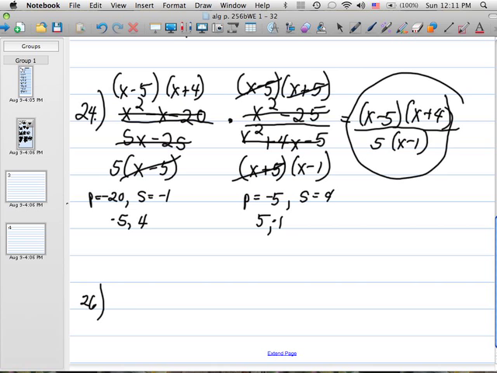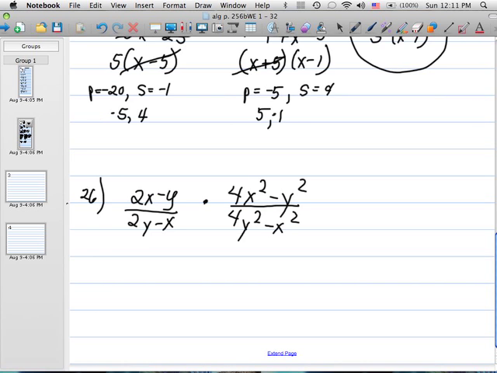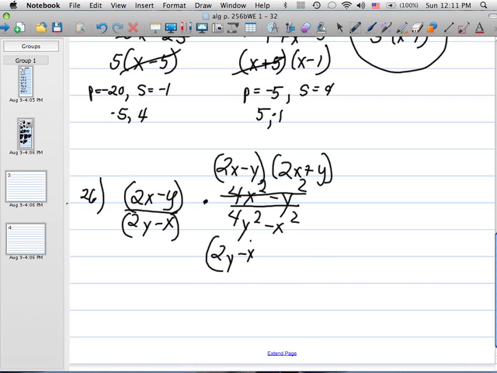Problem number 26. We have 2x minus y over 2y minus x. Change the division to multiplication: 4x squared minus y squared over 4y squared minus x squared. On the first fraction, these two can't be factored, so we're just going to make them binomials. This one here is the difference of two squares, so it'd be 2x minus y and 2x plus y. On the bottom, we get 2y minus x, again a difference of two squares, and 2y plus x.